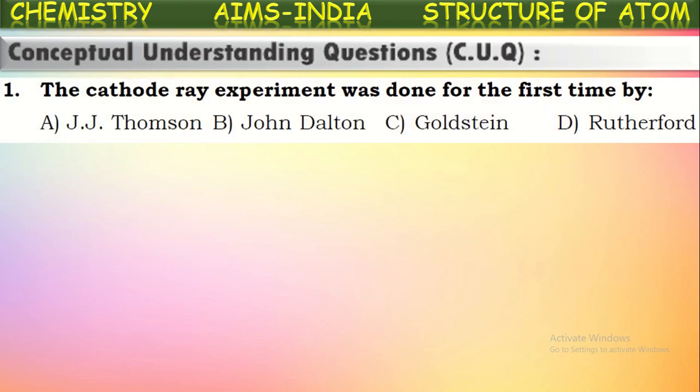See the first question. The cathode ray experiment was done for the first time by, out of those 4 scientists, J. Thomson. He discovered cathode rays. The credit of discovery of cathode rays is given to J. Thomson. These cathode rays were later called electrons. So this experiment was first done by J. Thomson.